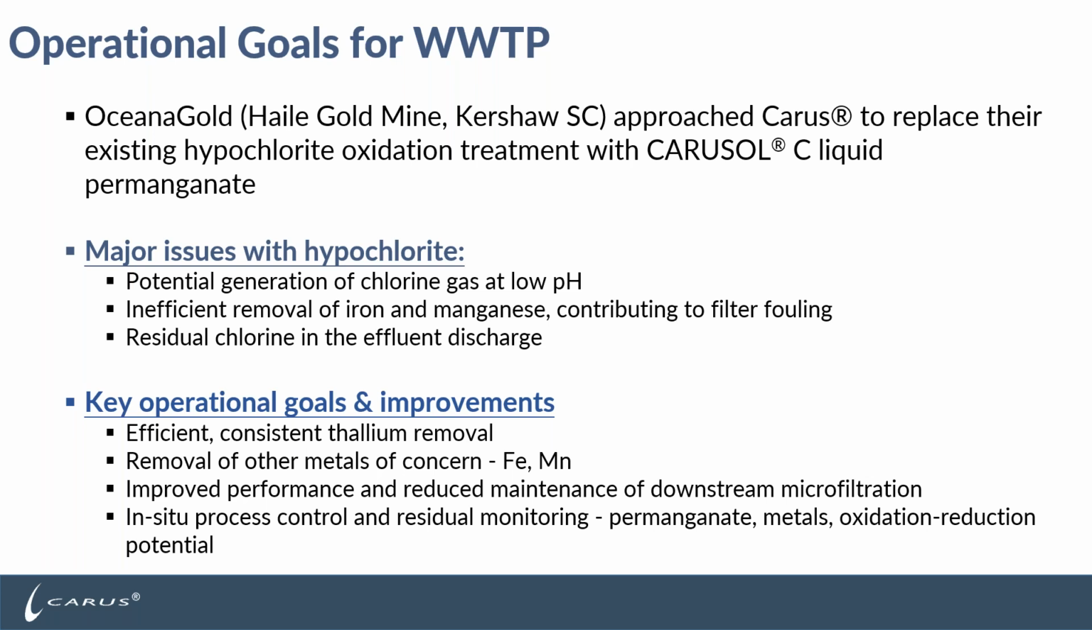So the key operational goals that we targeted here with the permanganate treatment included safe, efficient, and consistent thallium removal, which is one of the key parameters that is monitored for the mine's discharge permit. The efficient removal of other metals of concern like iron and manganese, improved performance and reduced maintenance and cleaning of the downstream filtration system. And also we looked at in situ process control and monitoring for parameters like permanganate residual, metal concentrations, and oxidation reduction potential.